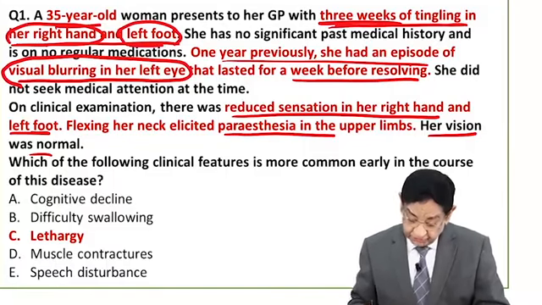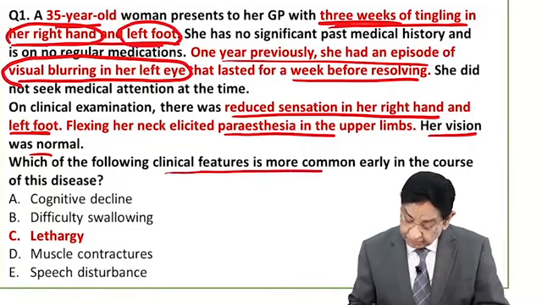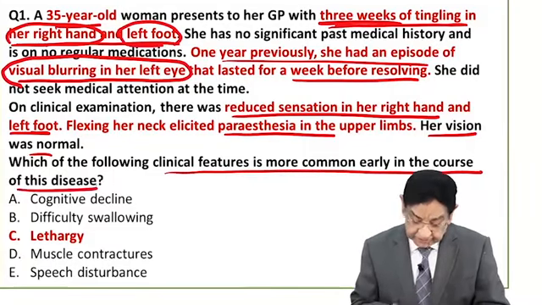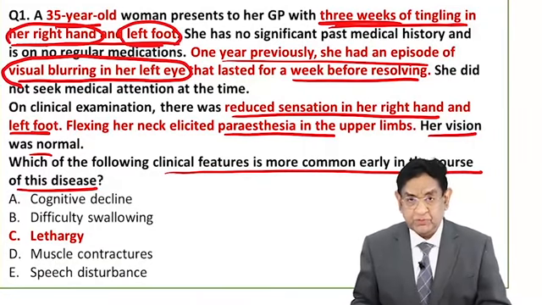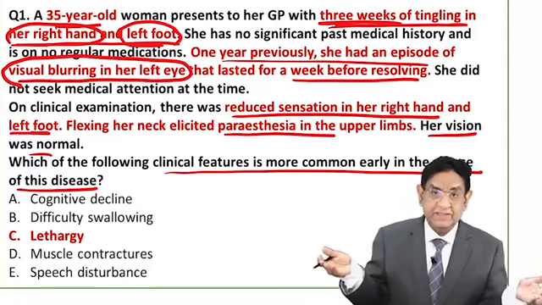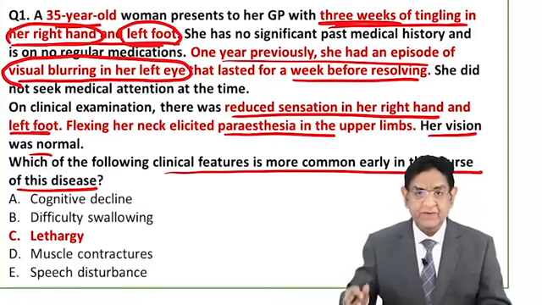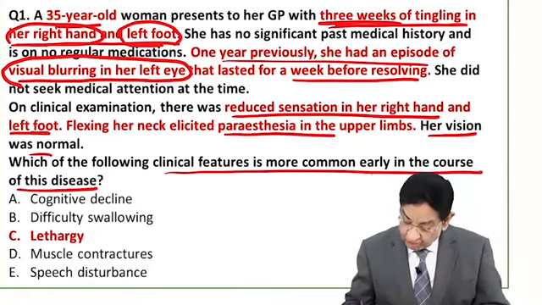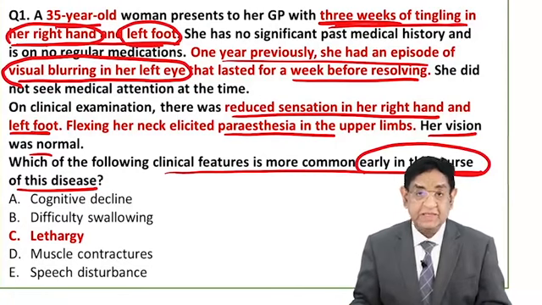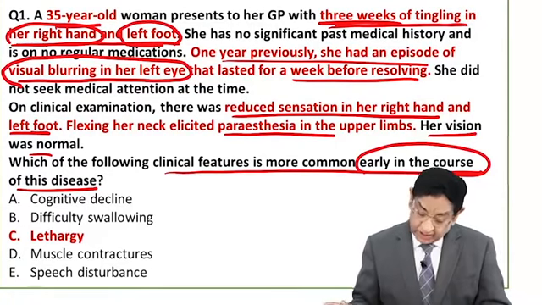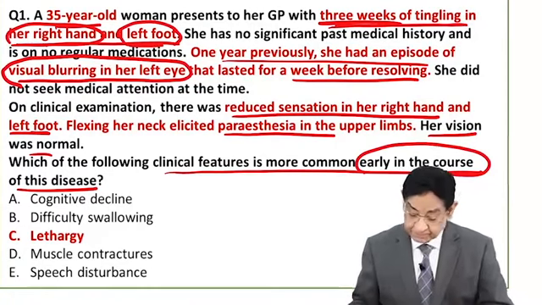Now, which of the following feature is the most common early in the course of this disease? It's a beautiful question. So first of all, we should know what the disease is. Then only we can know what is common early in the course of the disease. So definitely, it is just like searching. Again, we go back to the question.